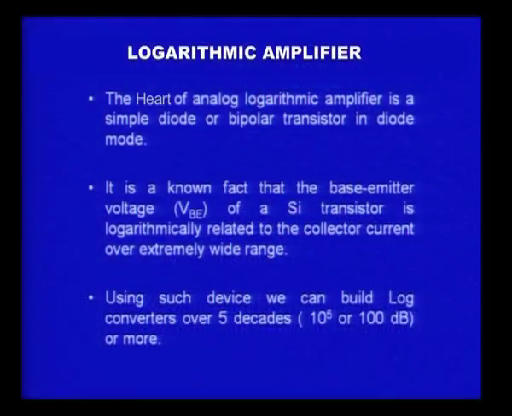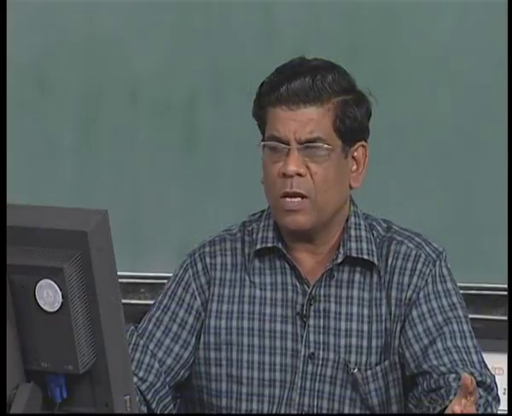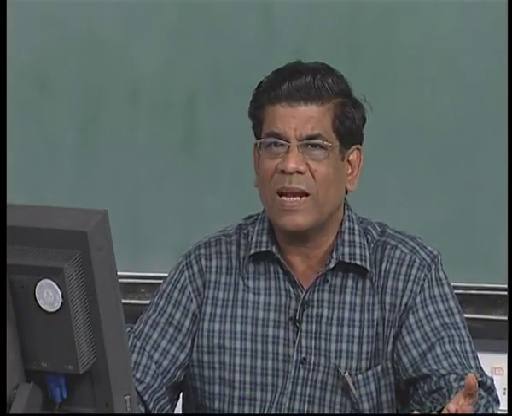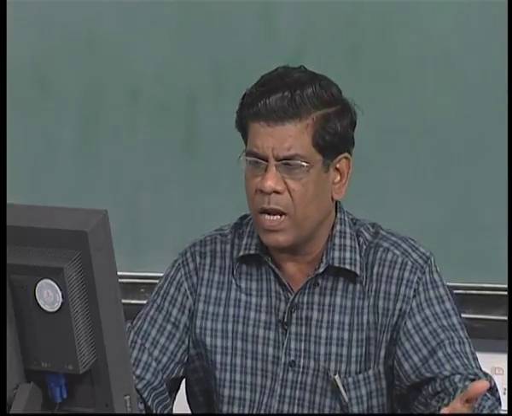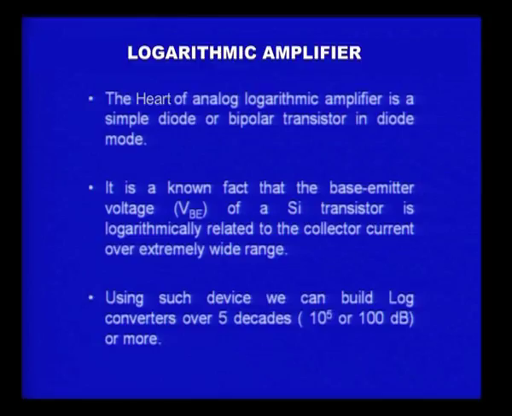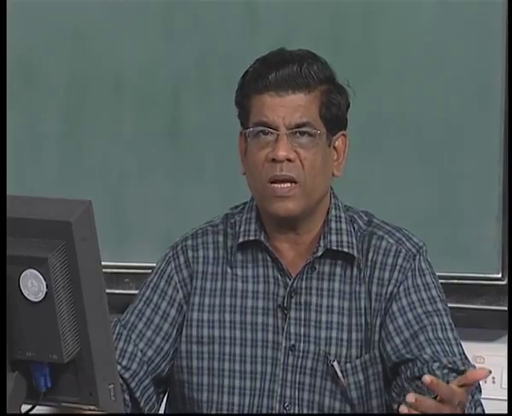The basic device which is responsible for helping us use an op amp to obtain a logarithmic or anti-logarithmic amplifier is a diode, a semiconductor diode. It is a known fact, you all know, we have seen that again and again, that the base emitter voltage, for example, VBE of a silicon transistor is logarithmically related to the collector current over an extremely wide range of values. So, if I now use such a transistor, a silicon diode or silicon transistor in the diode mode, I will be able to generate a logarithmic relationship.